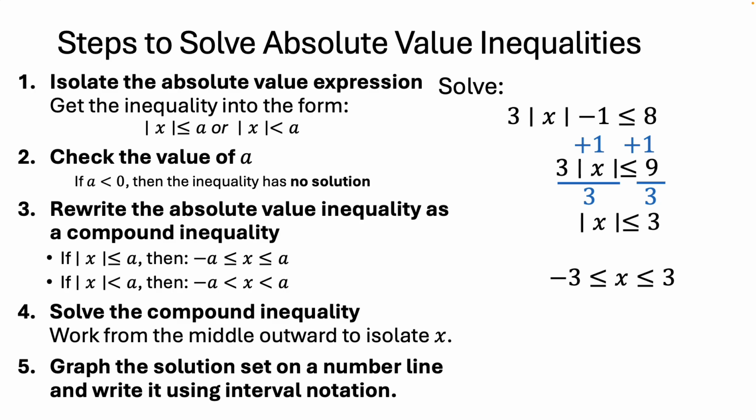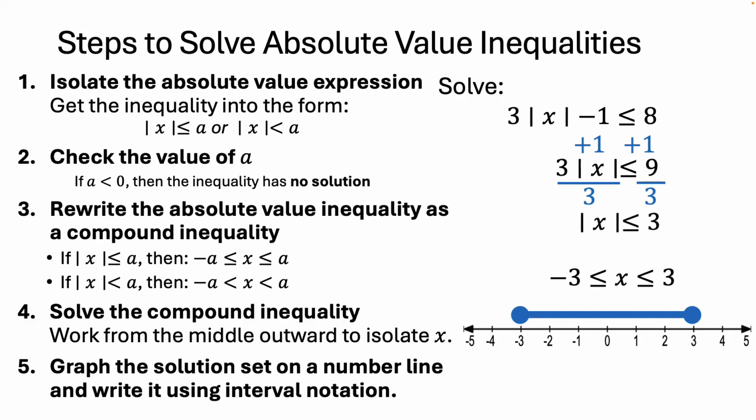Let's graph the solution set on a number line first. Here's my number line. For the inequalities here, we will use a solid dot on negative 3 and 3. This represents that both negative 3 and 3 are included in the solution set, and we will shade everything in between negative 3 and 3 to represent x is in between negative 3 and 3. Using interval notation, we would write this as the interval from negative 3 to 3 with square brackets on negative 3 and 3 to represent those endpoints are included.